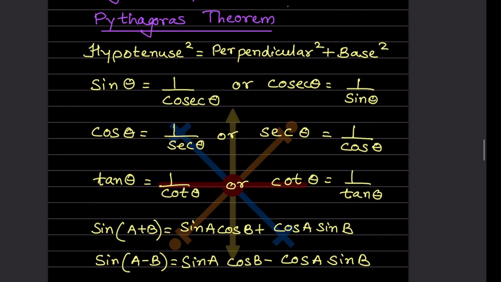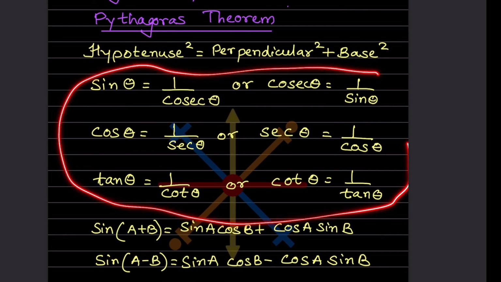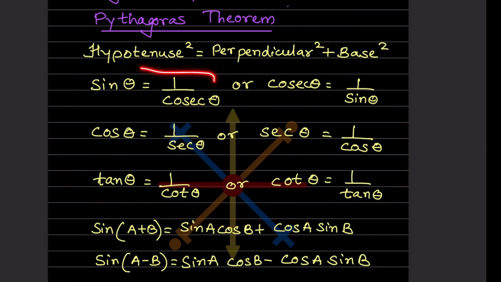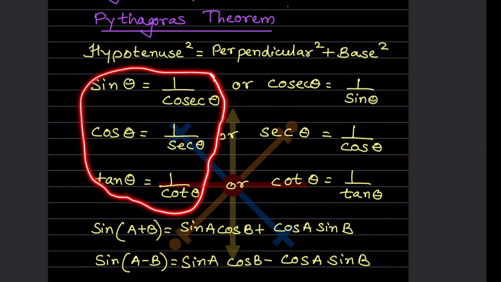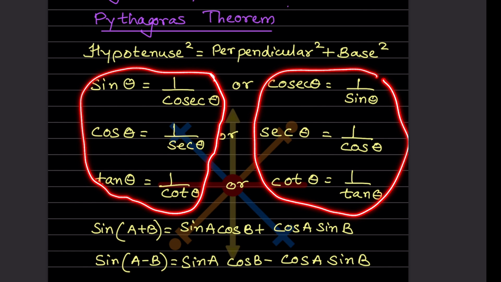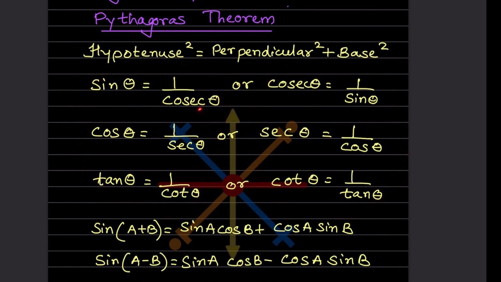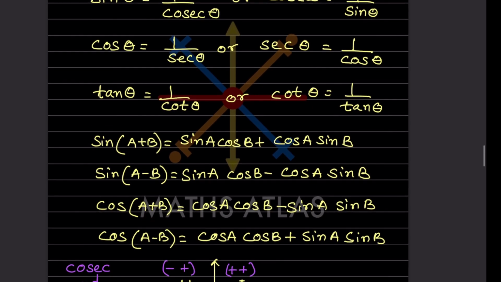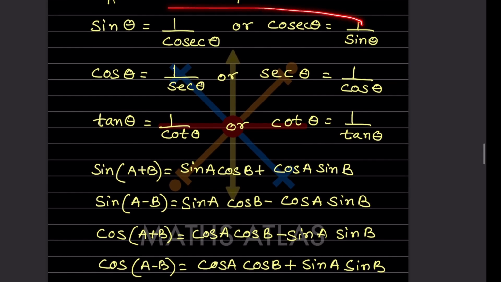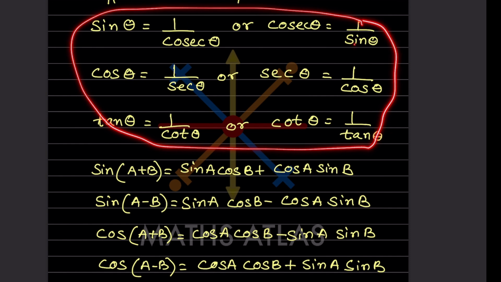Now these are the formulas. We don't have to learn all of them, but you should know this first part, as these things are the base. Sine theta is 1 by cosec theta, so cosec theta is 1 by sine theta. Cos theta is 1 by sec theta, so sec theta is 1 by cos theta. Tan theta is 1 by cot theta, so cot theta is 1 by tan theta. So you got these six formulas.